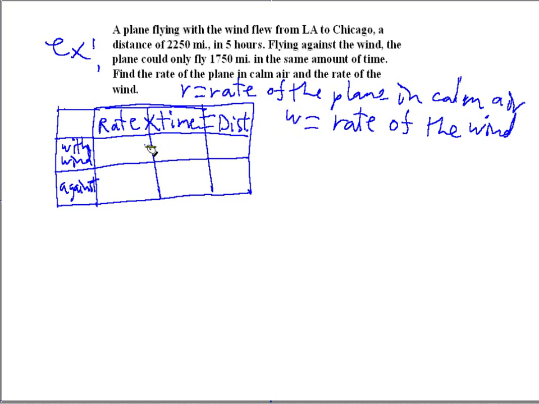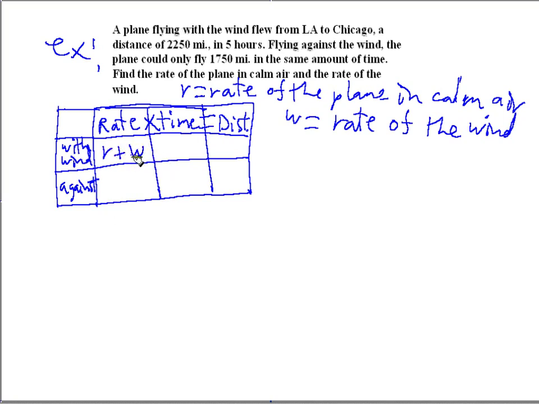Now, these variables go in the rate column because they're rates here, all right? Now, in terms of R and W, let's think about this. If you're going with the wind, how fast can I go? So R is my speed without any wind. W is the wind. If I'm going with the wind, does it make sense that the wind is helping me go faster? Hopefully it does. So therefore the rate of the plane going with the wind is what? R plus W. Can we see that?